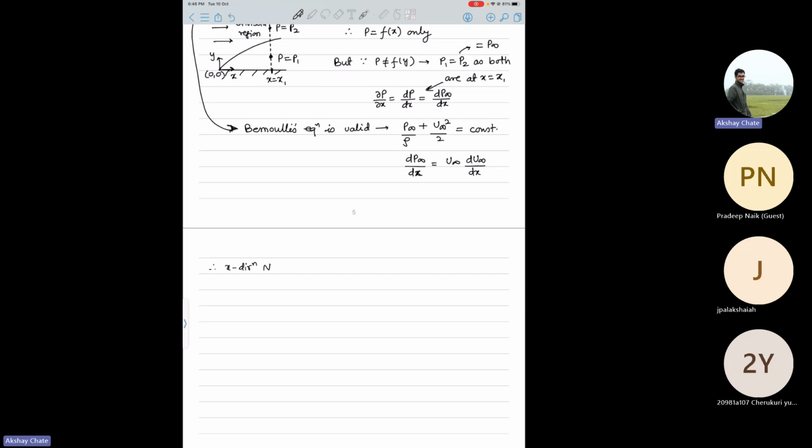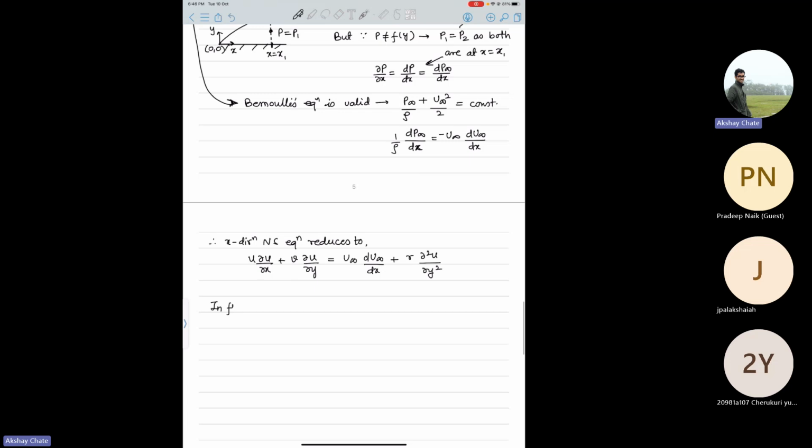X direction Navier-Stokes equation reduces to u del u by del x plus v del u by del y equal to minus 1 by rho, so this 1 by rho will be here, and this will be minus here. So basically this minus sign will go away now, and this becomes u infinity du infinity by dx plus gamma del square u by del y square. The other term also goes away.